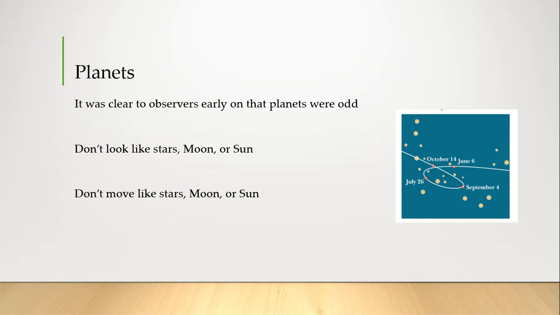So what most early observers did with the stars, moon, and the sun was they created a system of the universe where the Earth is at the center, the moon is the next level up, then the sun, the stars, but the planets don't really fit very well in that system.